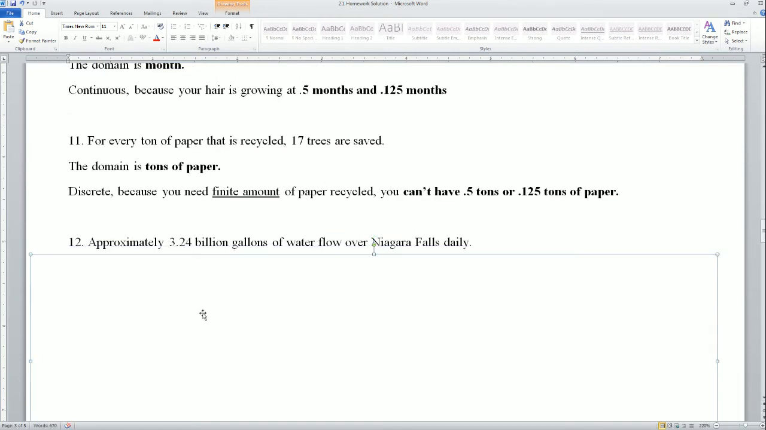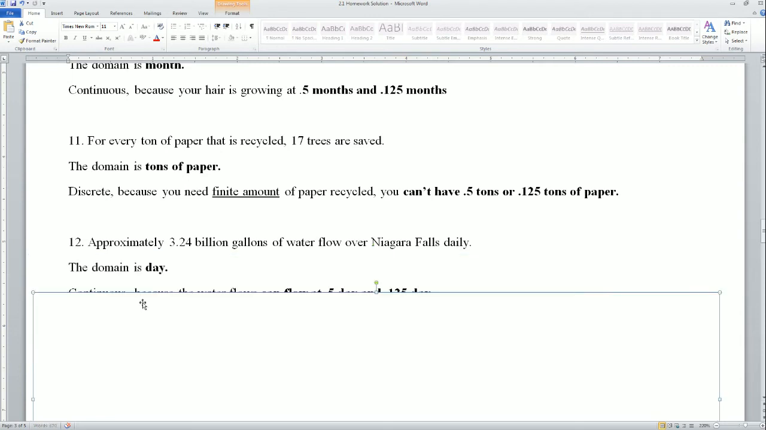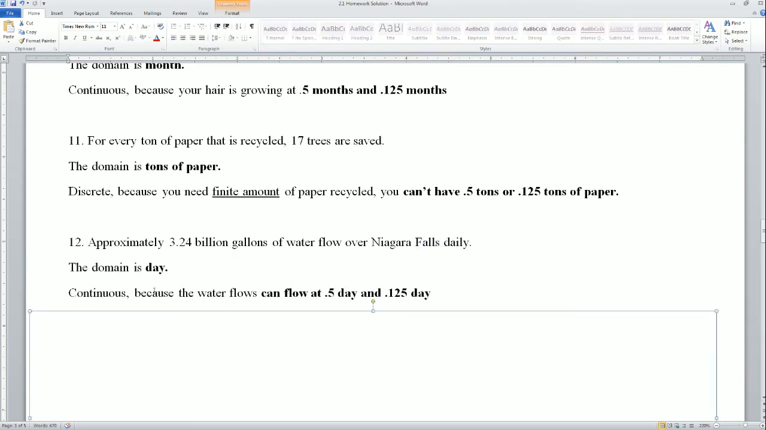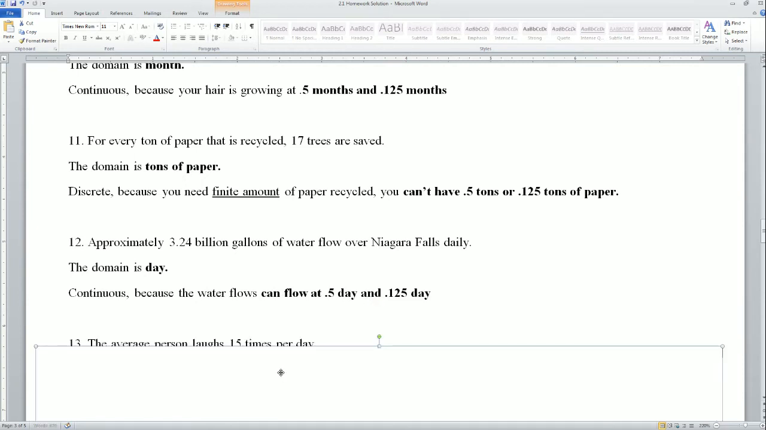Next, 12. Approximately 3.24 billion gallons of water flows over Niagara Falls daily. The domain is days. Okay. Continuous because the water can flow at 0.5 days and 0.125 days. Okay, the water still flows. So this is a continuous thing on those days.